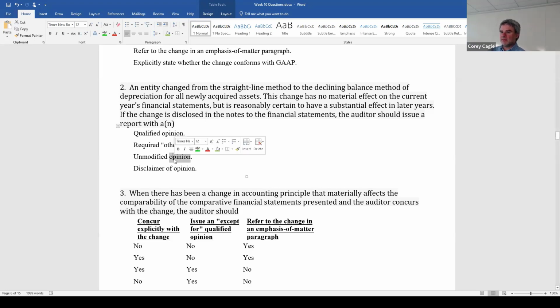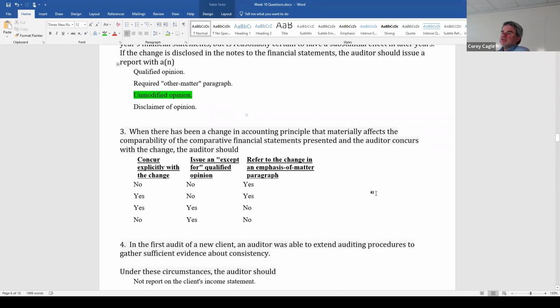Unmodified opinion. It's not having a material effect on anything you're presenting right now. It'll affect something in the future, but the future is the future. And really, a change in the depreciation method is essentially a change in estimate anyway. And they disclosed it in the notes. We're good. Unmodified is fine in this case, for sure. It's a good question.